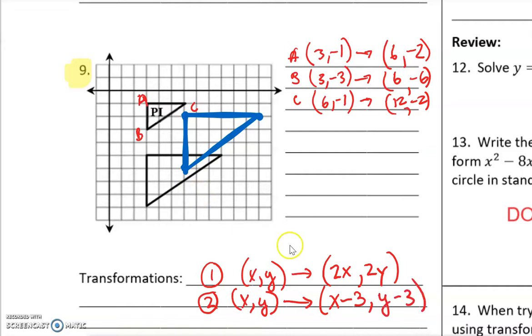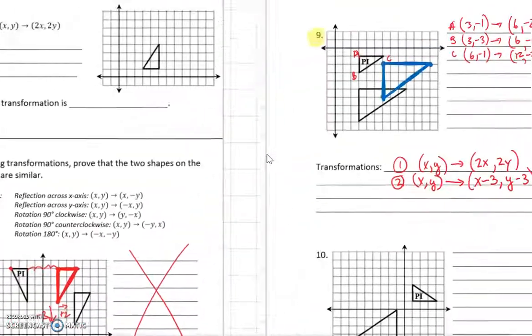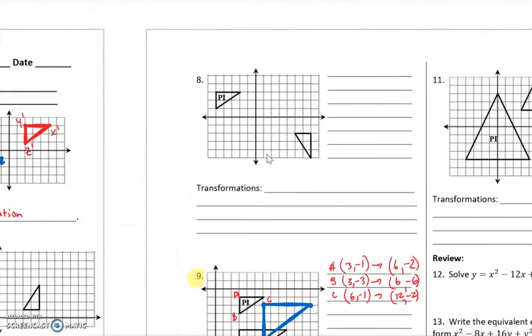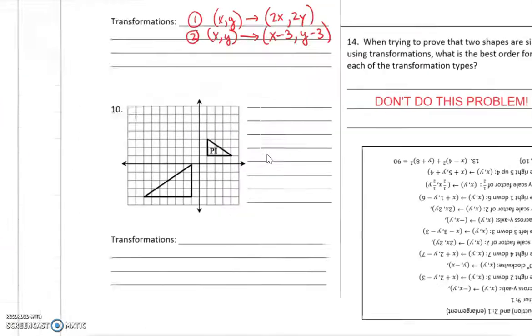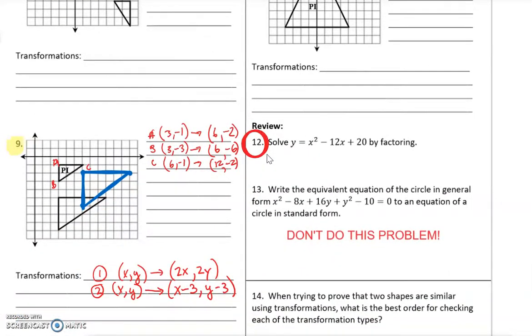And those are the 2 steps that you need to take to map this figure directly on top of that one, proving that the 2 shapes are similar. So that's it for that problem. So your job now is to use those 2 that we just did together and see if you can do 8 and 10 and 11 on your own. And don't forget to do 12. That's review from first semester. Let me know if you have questions.